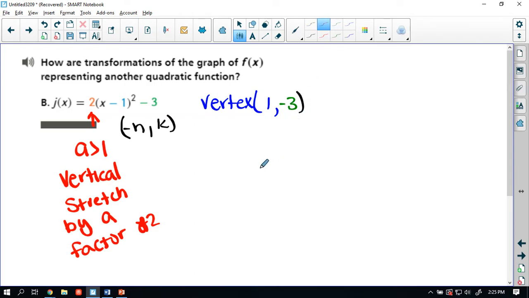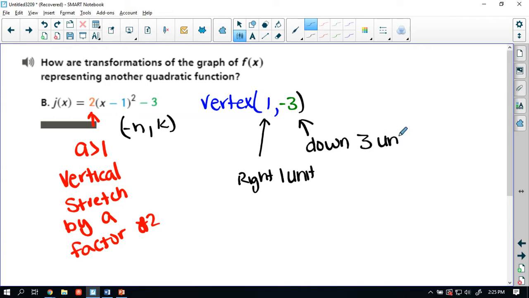Which means that we are moving our graph right 1 unit and down 3 units. Because our original vertex is 0, 0, our center has changed by 1 unit and negative 3 units in the horizontal and vertical directions.